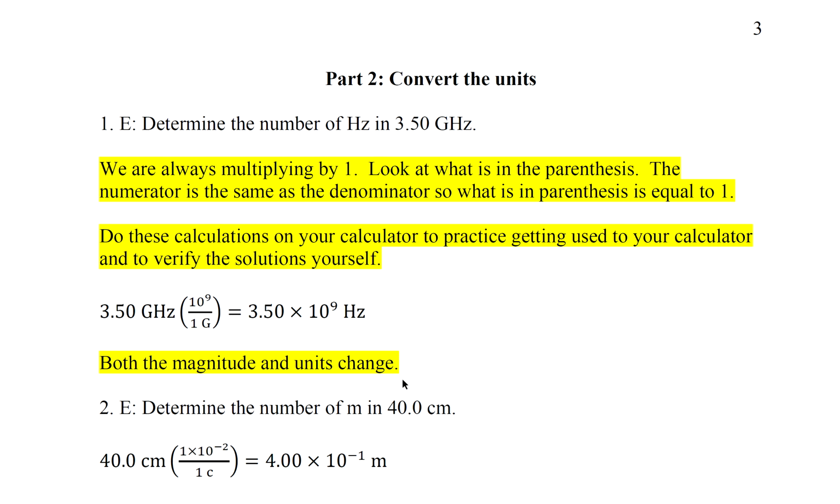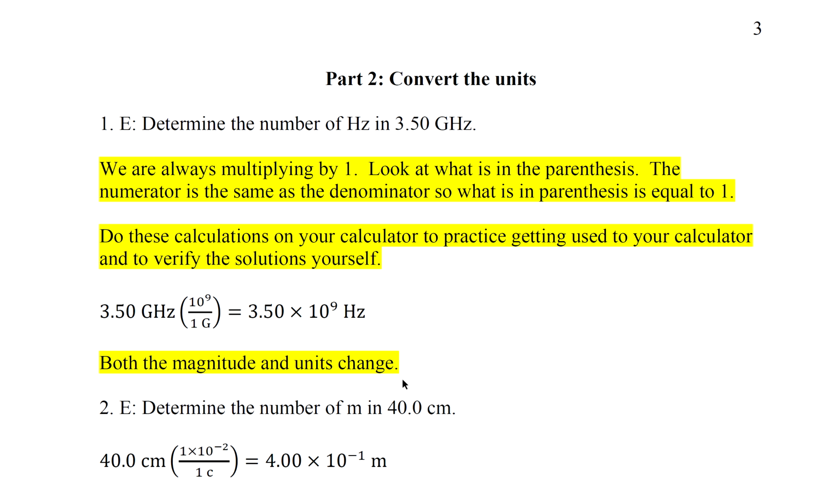So part 2, let's talk about unit conversions. Determine the number of hertz in 3.5 gigahertz. So what's highlighted in yellow is very important. We're always multiplying by the number 1. Whatever is in the parentheses is 1. The numerator is equal to the denominator.